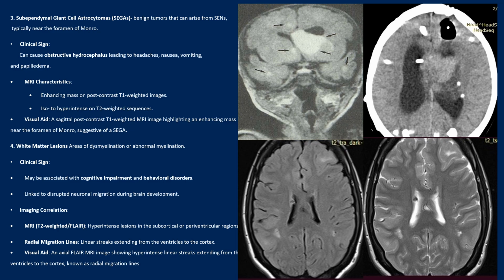Imaging correlations. On MRI, in a T2 weighted or FLAIR sequence, they appear as hyperintense lesions in the subcortical or periventricular regions. A visual aid could be an axial FLAIR MRI image showing hyperintense lines extending from the ventricles to the cortex, known as radial migration lines.